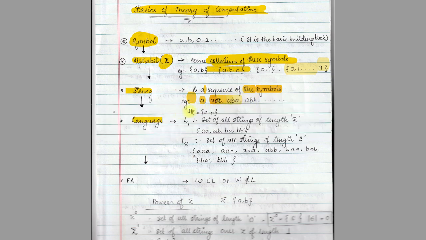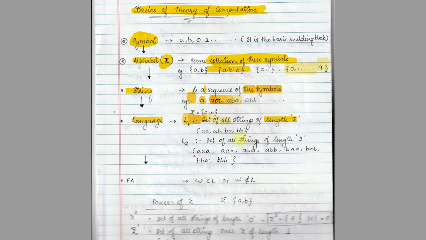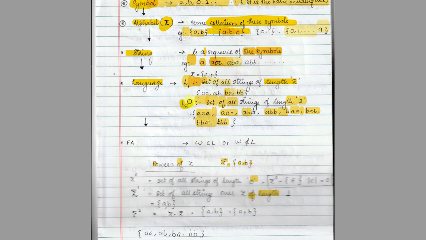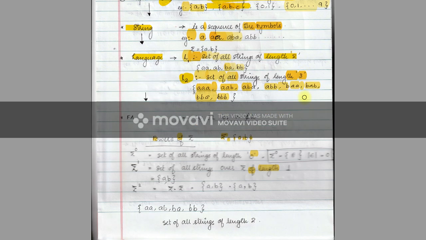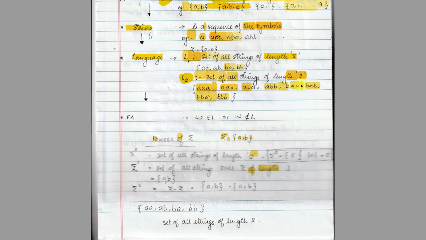Now, a language. A language with respect to an alphabet sigma, A, comma B. So L1 is a language which accepts all strings of length 2. So it will be AA, AB, BA or BB. So these are the strings. Now L2 is another language of all strings of length 3. It will be AAA, AAB, ABA, ABB, BAA, BAB, BBA, and BBB. So these are examples of different languages.